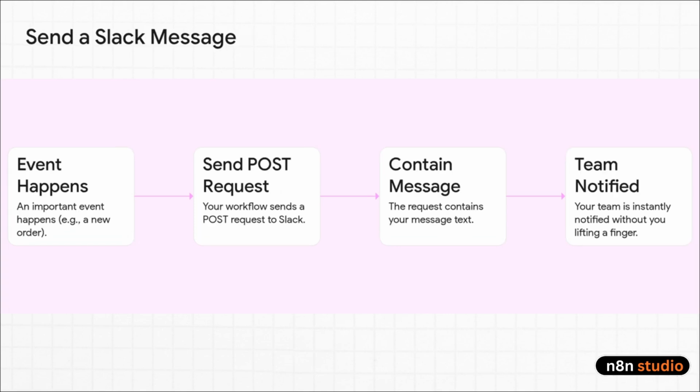Now let's try a different command. Imagine a new customer places an order on your website. Your workflow can be triggered by that event. It then immediately uses the HTTP node to send a POST request to your team's Slack channel. Tucked inside that request is the message text, like, hey team, new order from customer X. Your team gets notified instantly, and you didn't have to lift a finger. That's the power of adding data with POST.